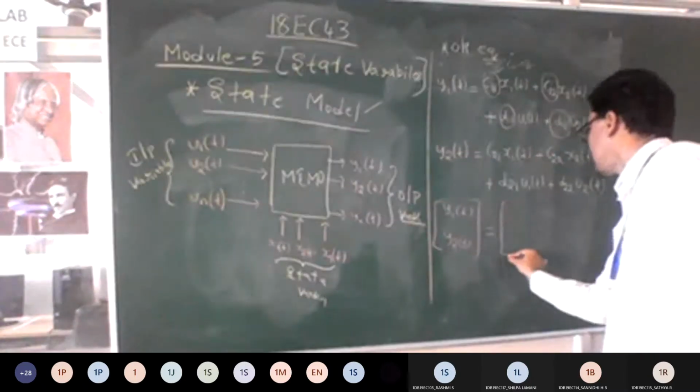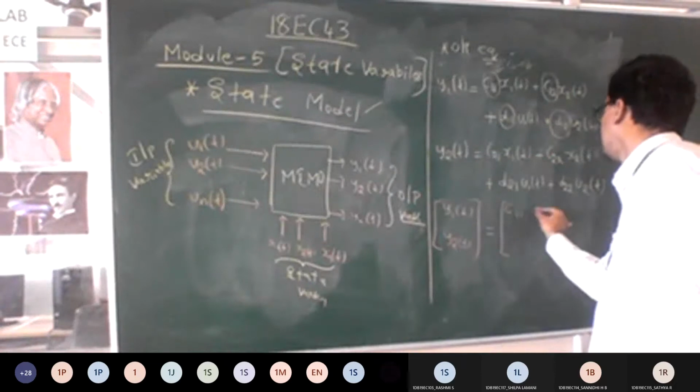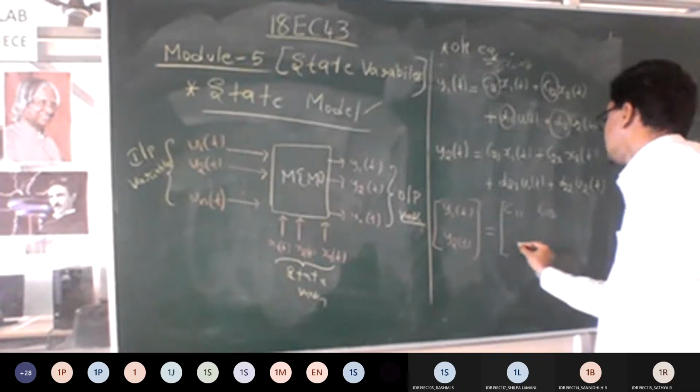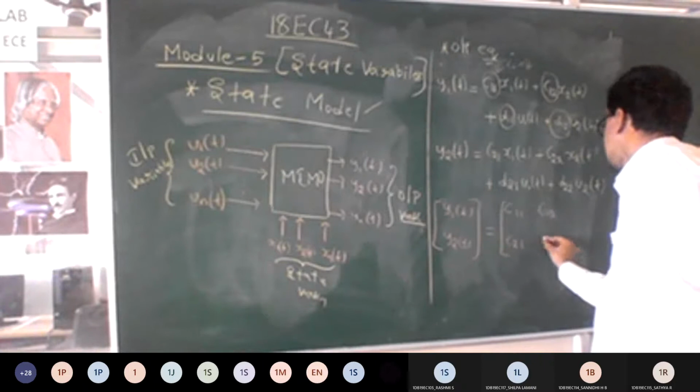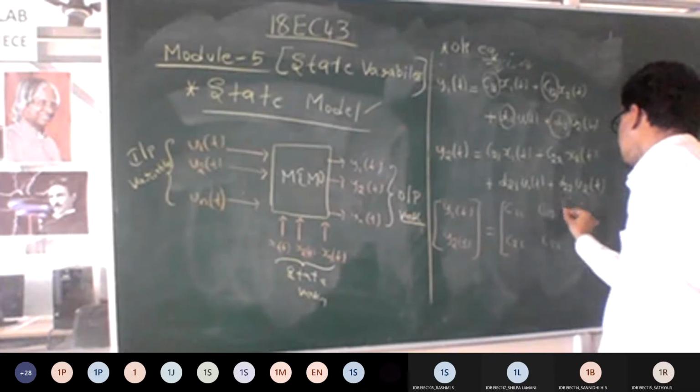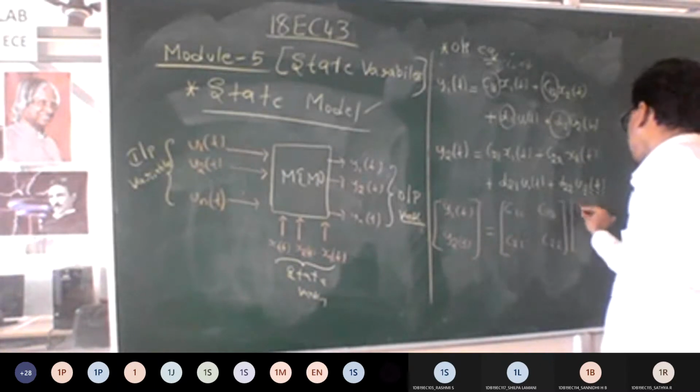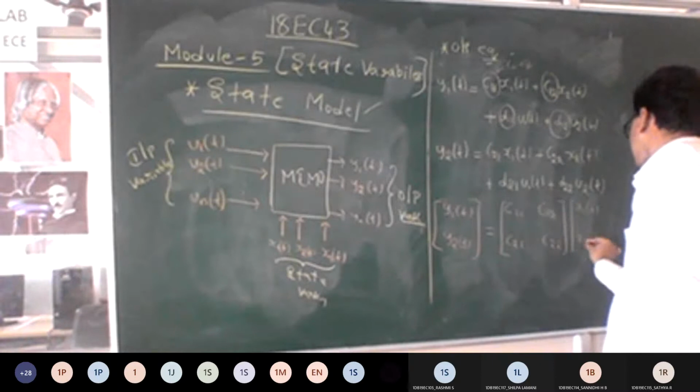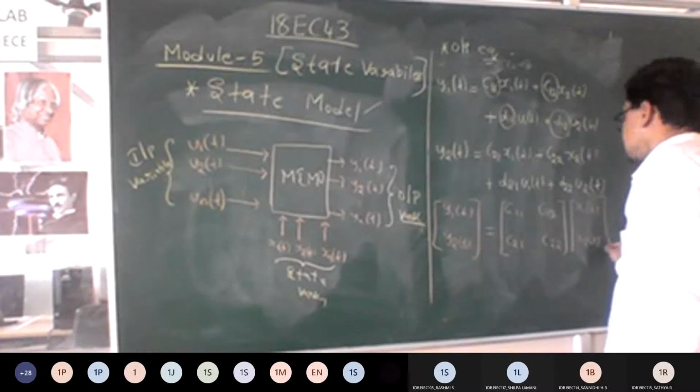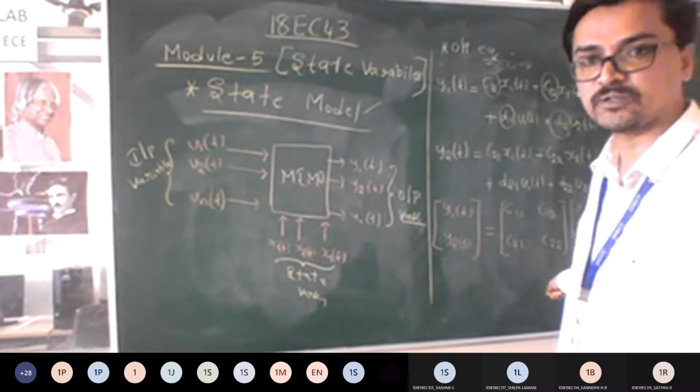So what are the coefficients I can mark, guys? C11, C12, then C21, C22. So this is for my corresponding x1 of t, x2 of t. Am I clear? What I wrote? Is it fine?